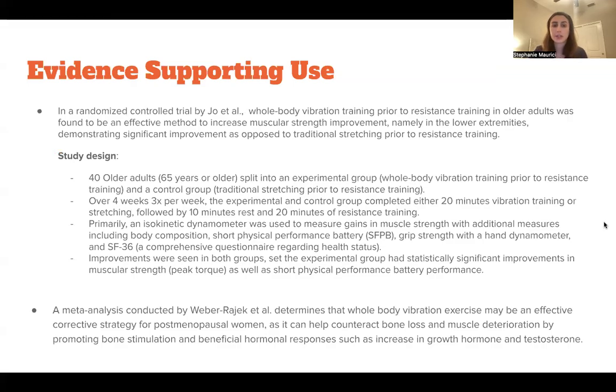Now, some evidence supporting its use. This first study looked at whole body vibration training prior to resistance training, and the study population was older adults, so individuals who were 65 years or older. It was 40 people total, split into two groups. Like I said, they looked at using whole body vibration training prior to resistance training in the experimental group, and then the control group just did stretching prior to resistance training.